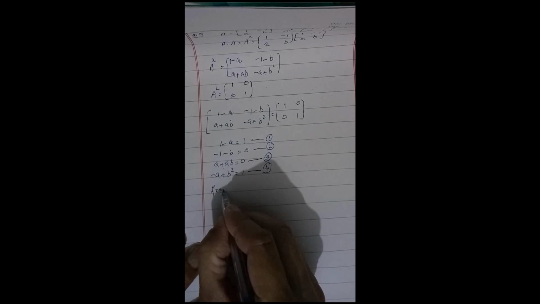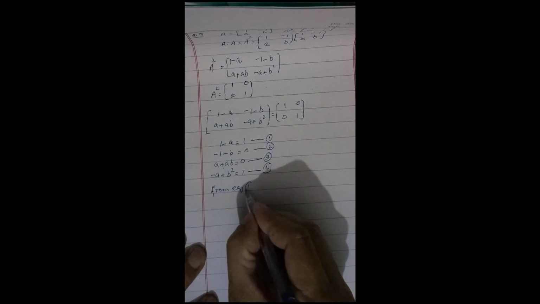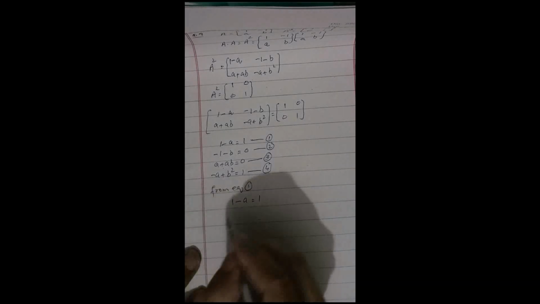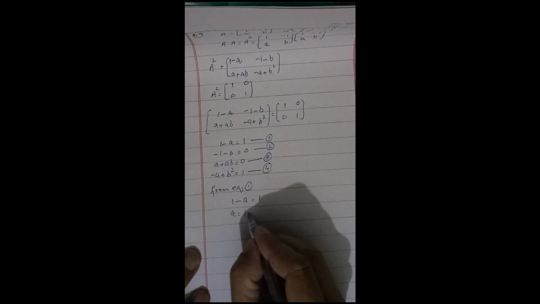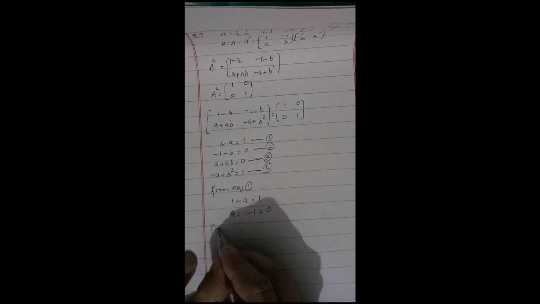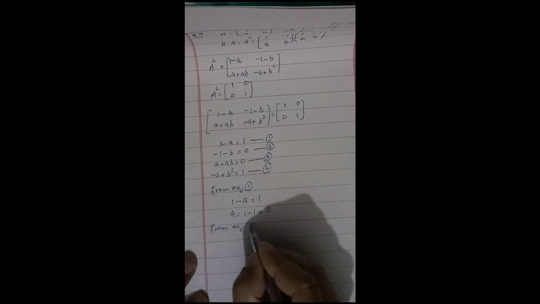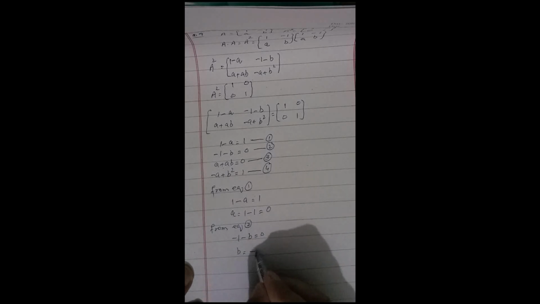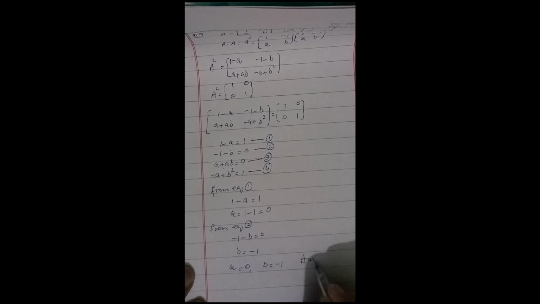From equation 1, we have 1 minus A is equal to 1. Now A is equal to 1 minus 1, which is equal to 0. And from equation 2, we have minus 1 minus B is equal to 0 and B is equal to minus 1. So the values A is equal to 0 and B is equal to minus 1 is our answer.